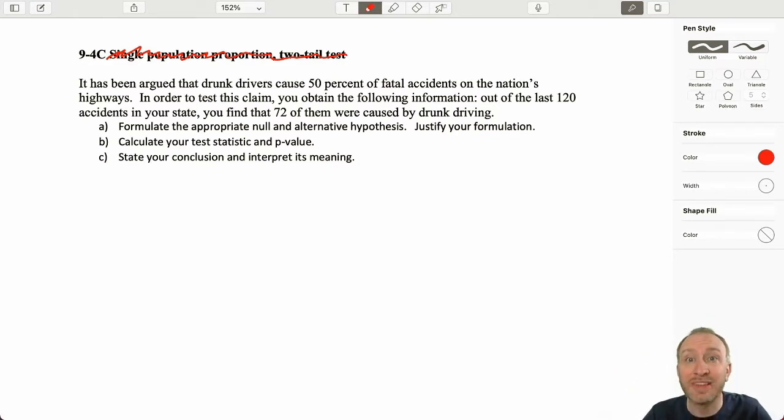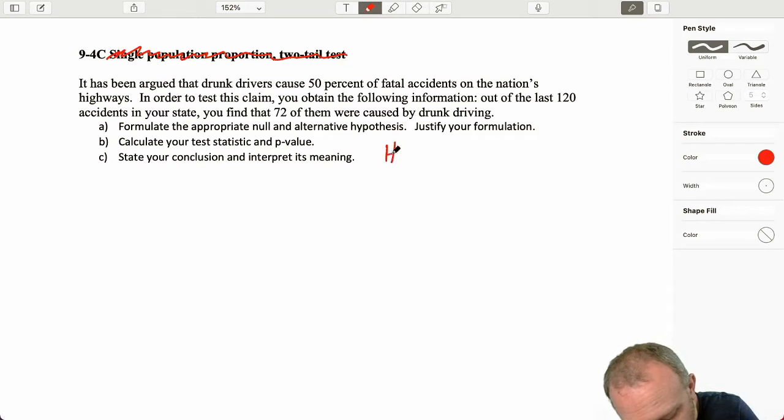It has been argued that drunk drivers cause 50% of fatal accidents on the nation's highways. In order to test this claim, you obtain the following information. Out of the last 120 accidents in our state, we find 72 of them were caused by drunk driving. So step one, formulate your test.